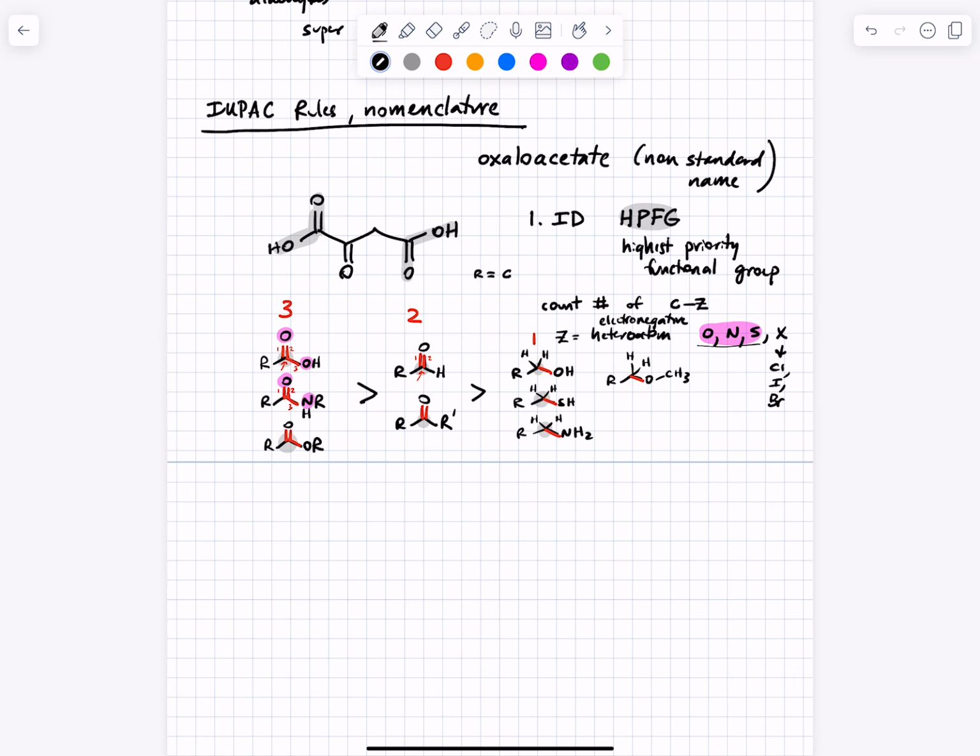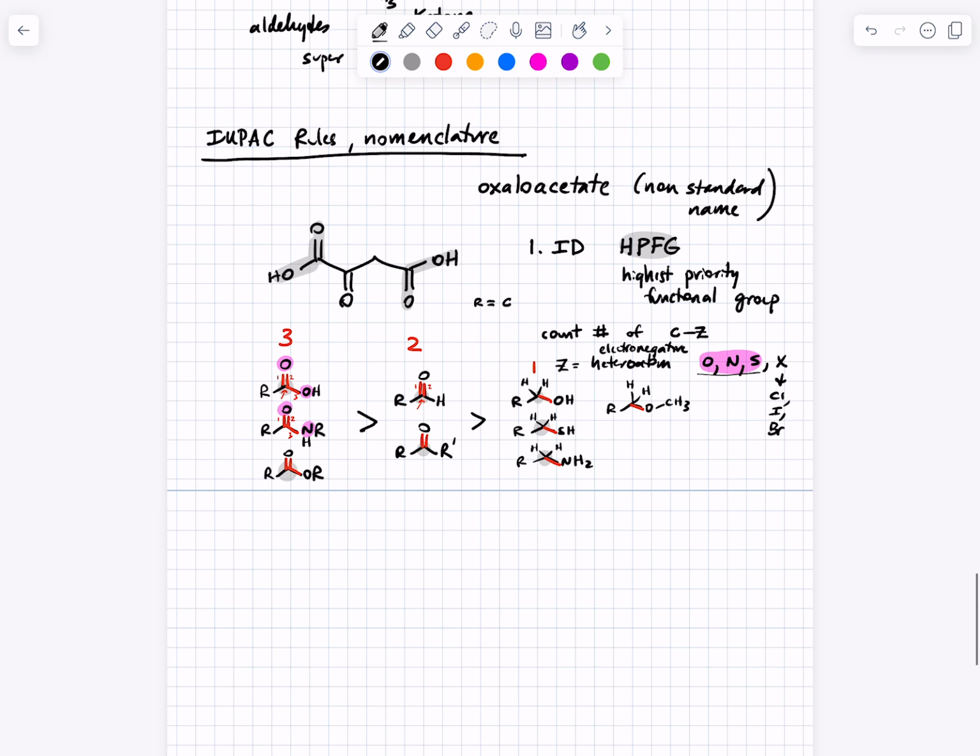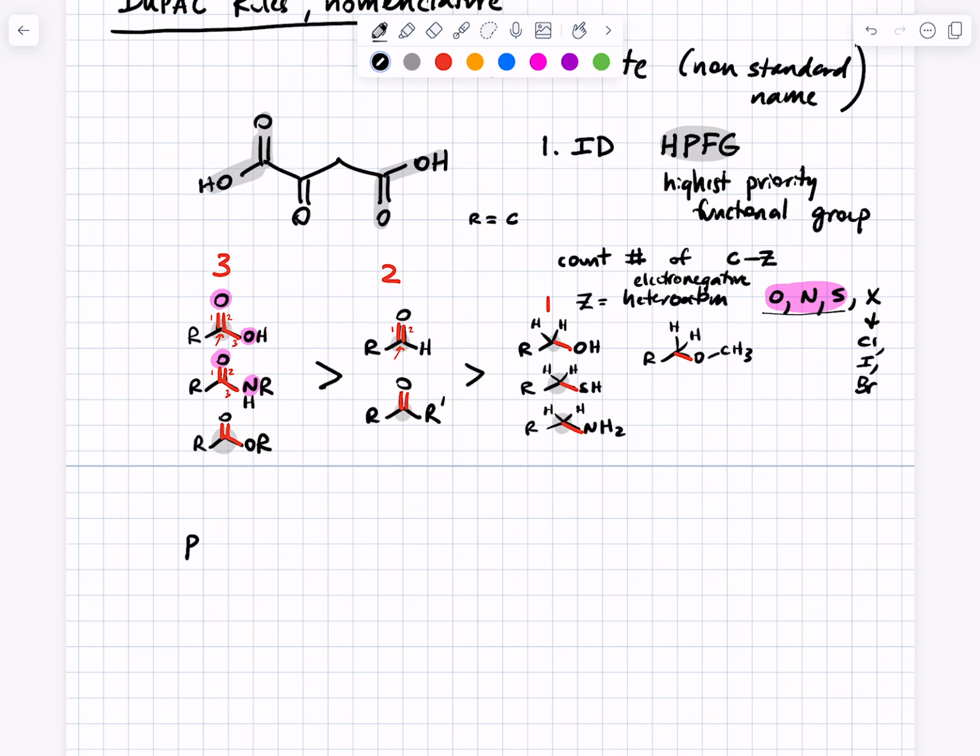To show you more about how to write a name, it has several parts. It's got a prefix, it's got a root, and then it's got a suffix. The suffix tells you what the highest priority functional group is. The root tells you the number of carbons.